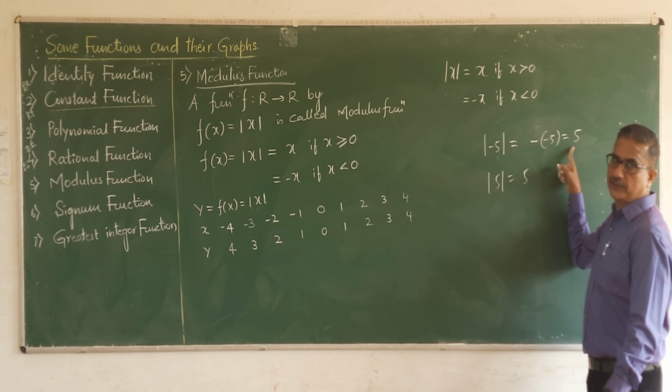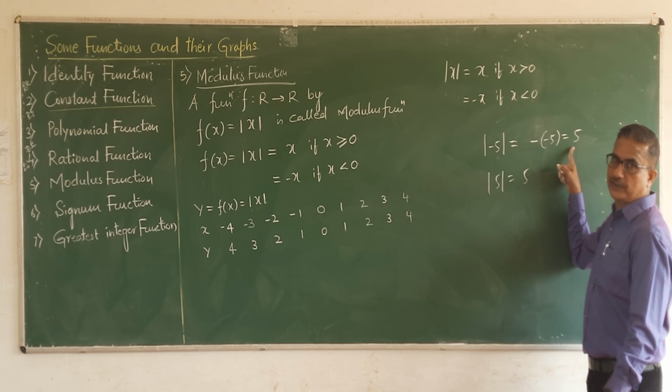Then put x is equal to minus 3. Y is plus 3. Put x is minus 2. Y is plus 2. Put x is minus 1. Y is plus 1. Put x equal to 0. Y is 0. Put x is 1. Y is plus 1. Put x is 2. Y is plus 2. Put x is 3. Y is equal to plus 3. Put x equal to 4. Y is equal to plus 4.